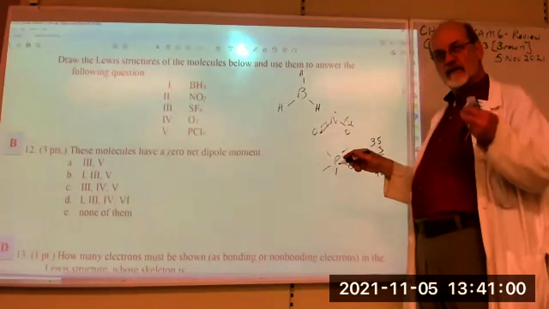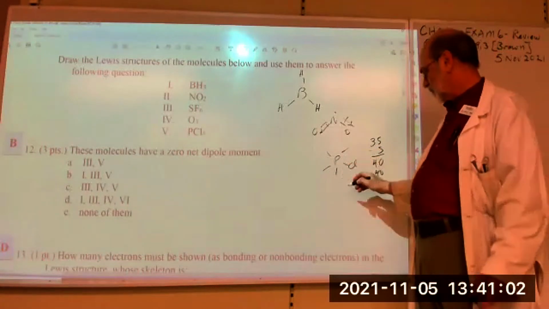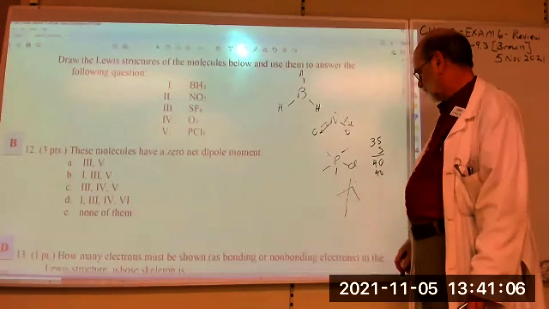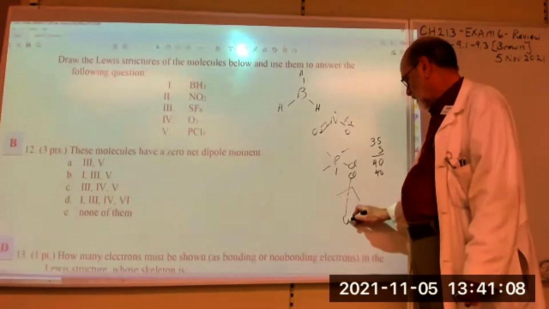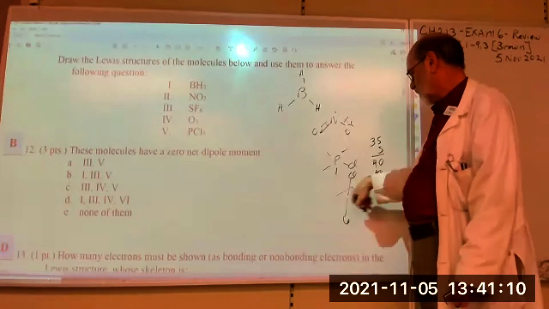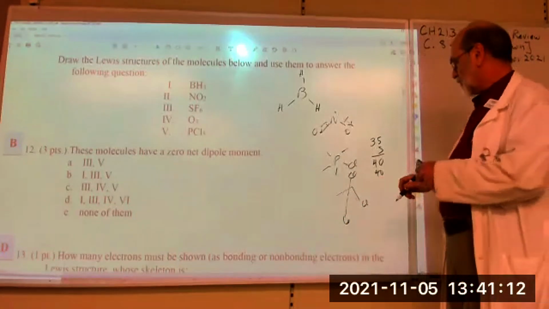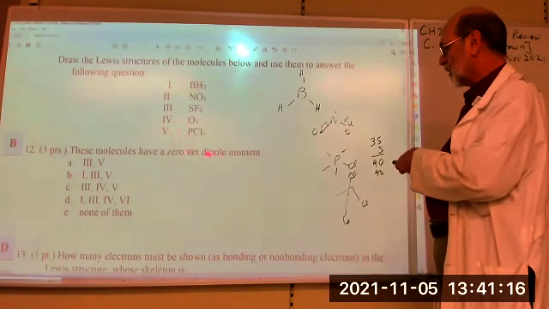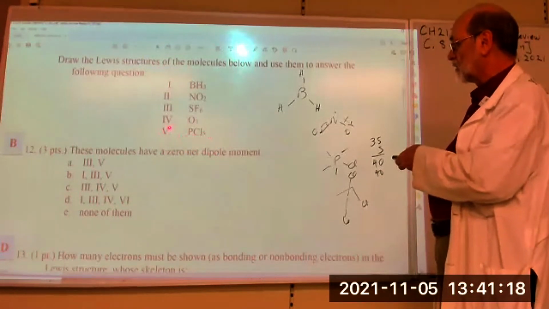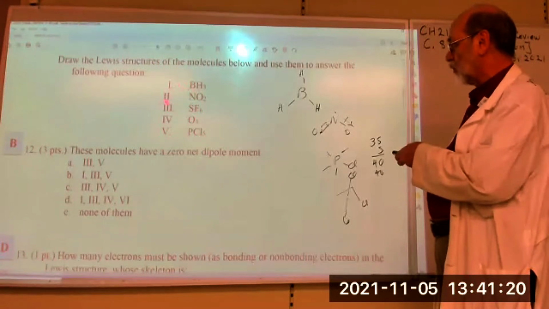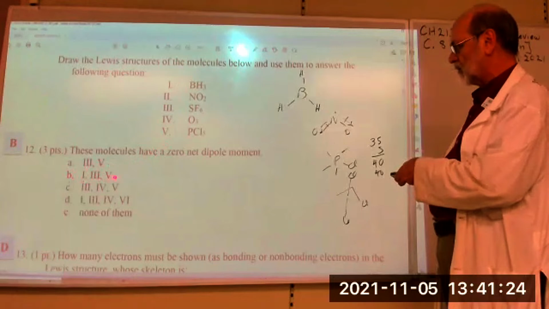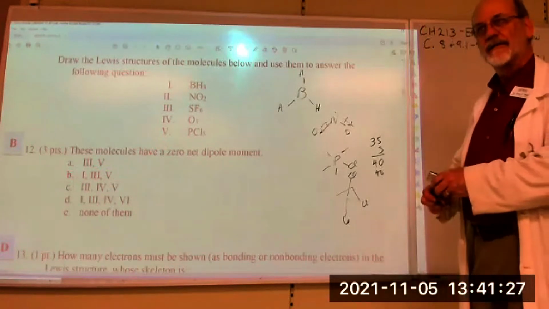This means trigonal bipyramid. Right, so it's like this, like that. So you have chlorines here, and chlorine here, and chlorine here. So that one's no net dipole either. So this one is 0 net dipole. This one, that one, and that one. 1, 3, and 5. Here you go. That's B.